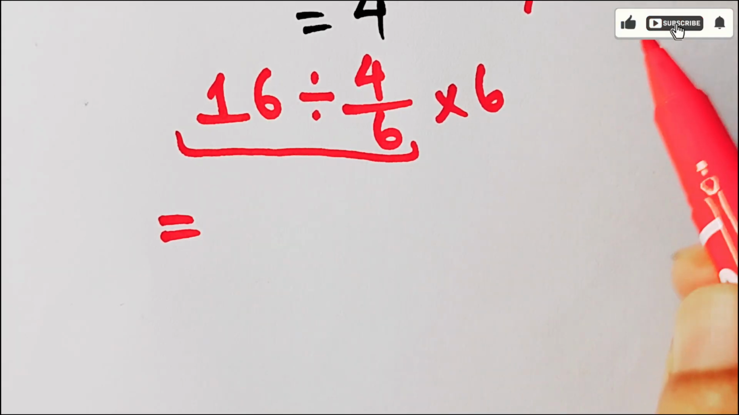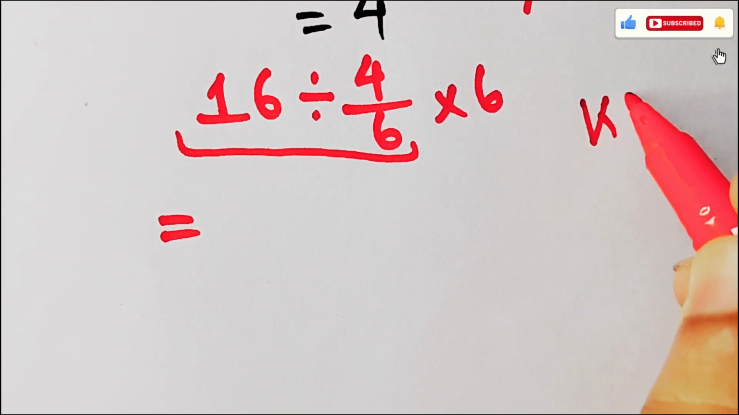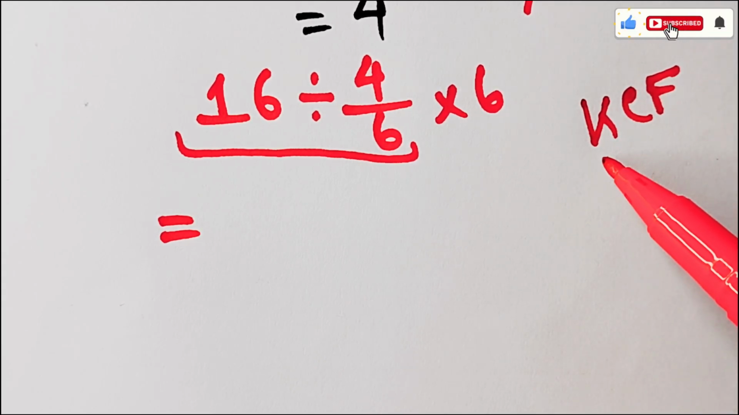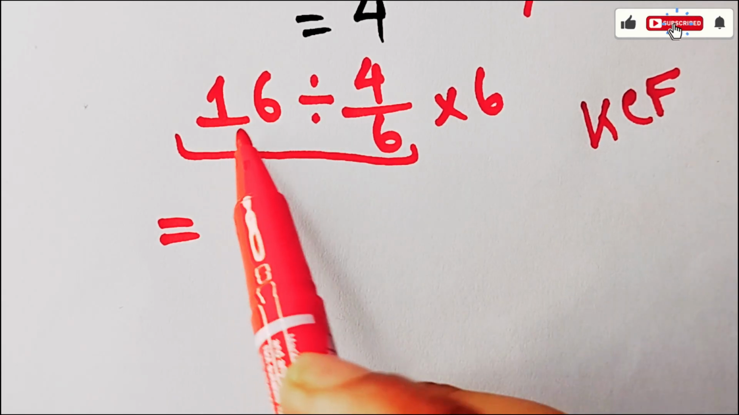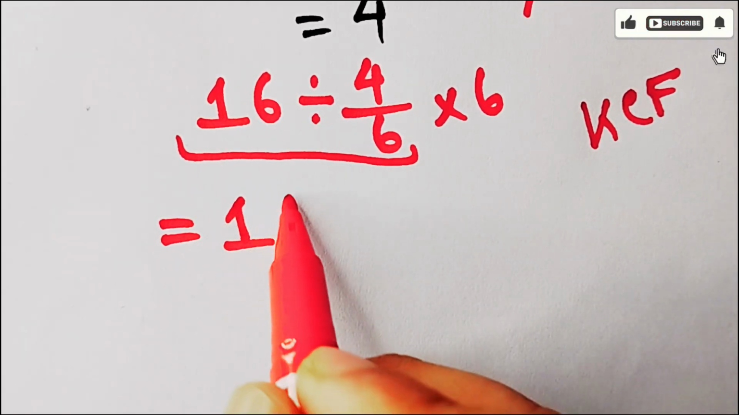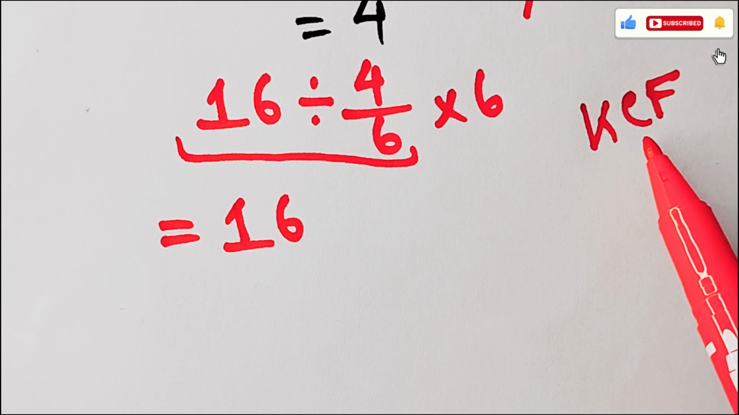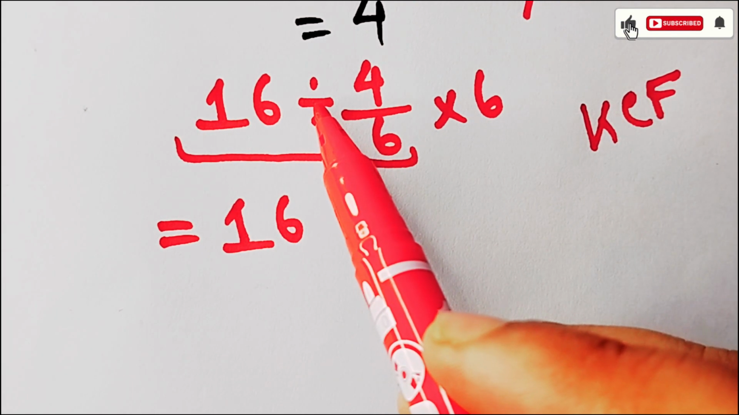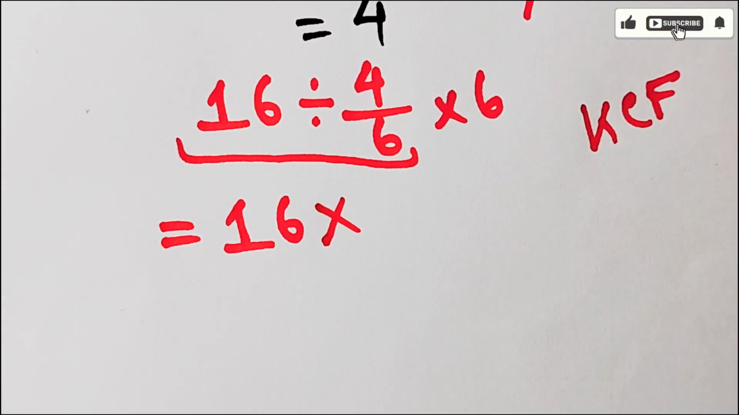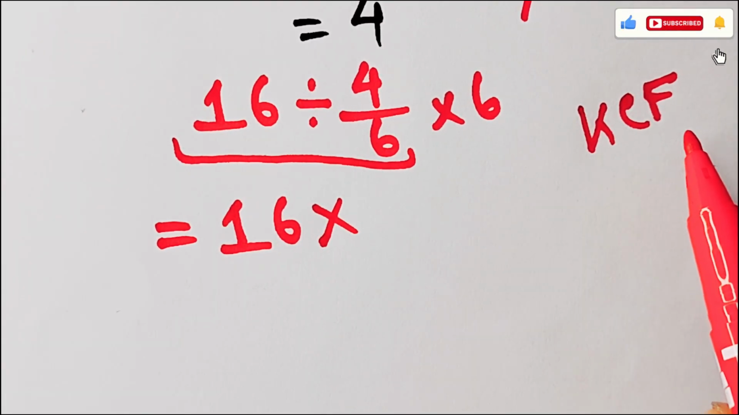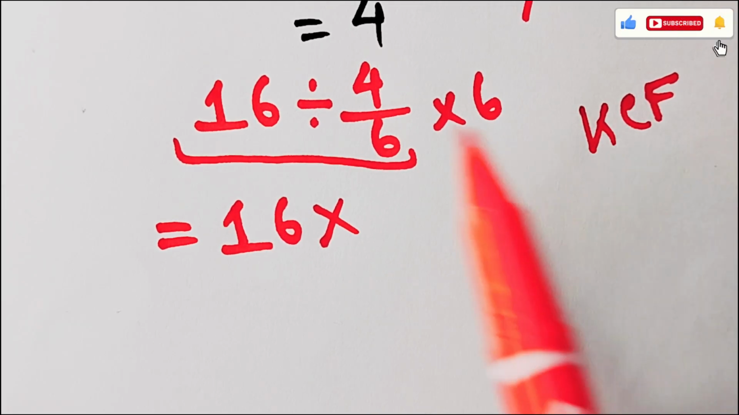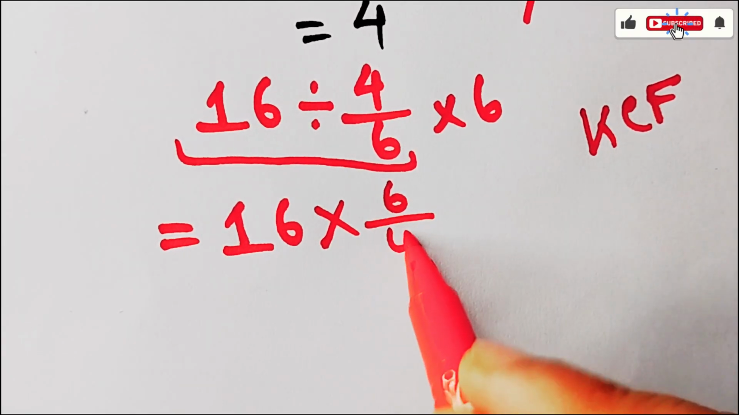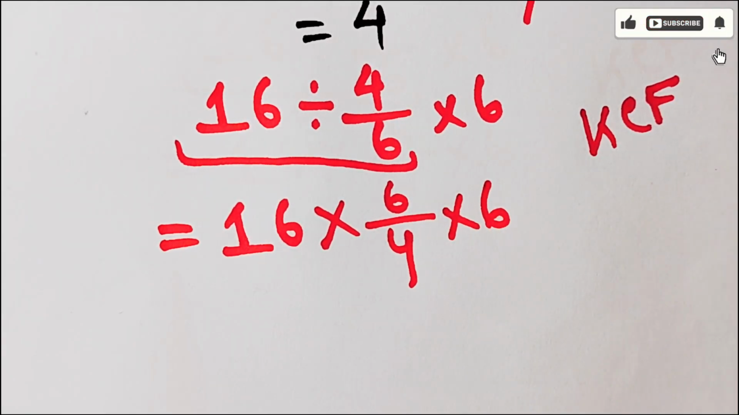Here we will apply the term KCF. What does it mean? K means keep the first fraction the same, so we keep the first fraction the same, 16. C means change division into multiplication. And F means flip the second fraction. So the second fraction is 4 by 6, and the flip will be 6 by 4, times 6.